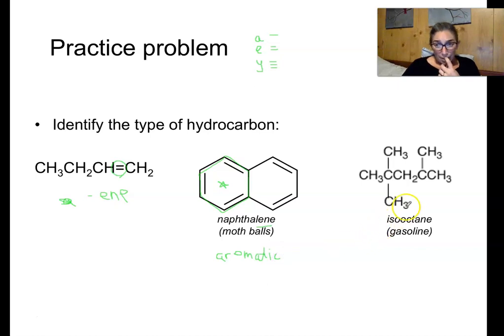All right. And this one here, I don't see any double bonds or triple bonds or rings of any kind. So this one would just be a simple alkane. And you can see that in its name, isooctane. So sometimes if you're given a name, that's a giveaway, but sometimes it can be misleading. So you should be able to look at the structure and identify alkane, alkene, alkyne, or aromatic, and know that all four of those things are types of hydrocarbons, molecules made of just hydrogen and carbon.